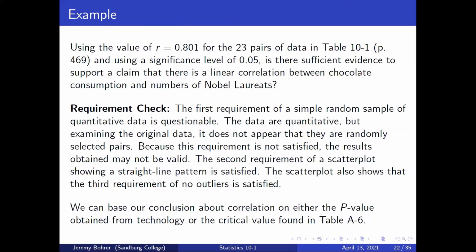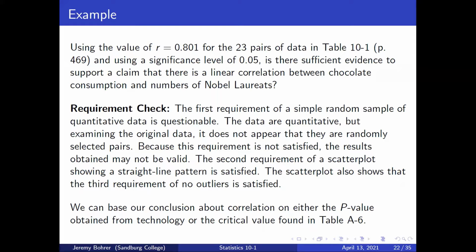Requirement check. The first requirement of a simple random sample of quantitative data is questionable. The data are quantitative, but examining the original data, it does not appear that they are randomly selected pairs. Because this requirement is not satisfied, the results obtained may not be valid.